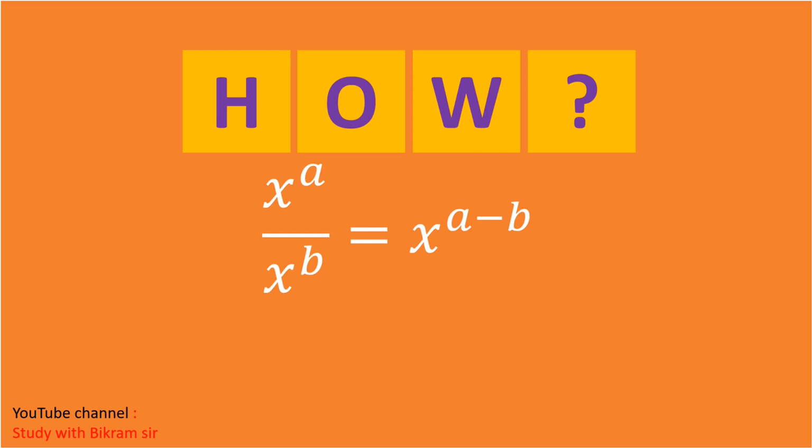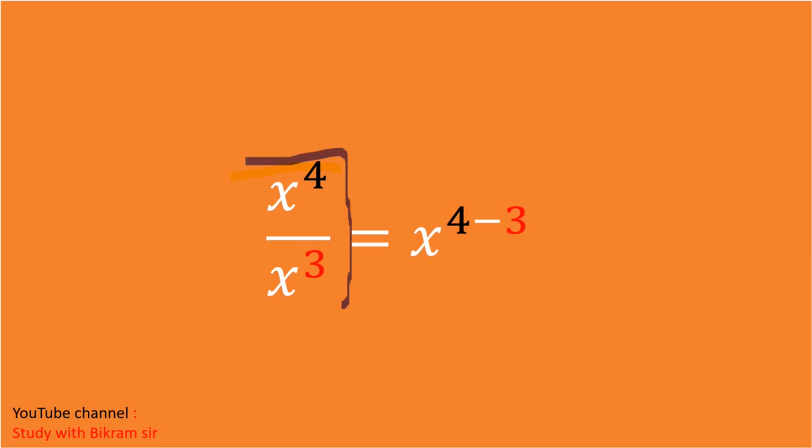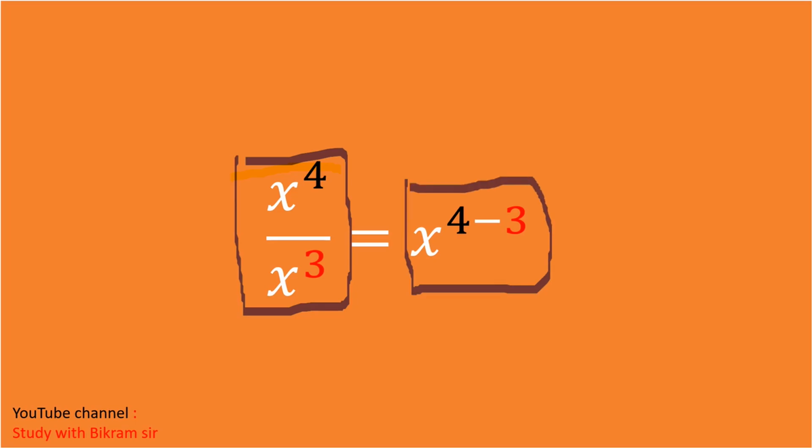To verify this equation, first we need to put some values in a and b, right? So in place of a we will put 4, and in place of b let's put 3. Let's check whether this left hand side will be equal to this right side or not. Let's do some experiment on it. Let's start.